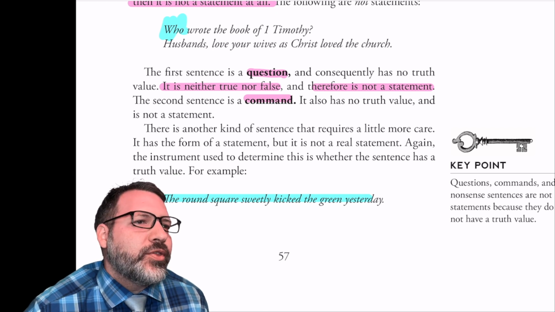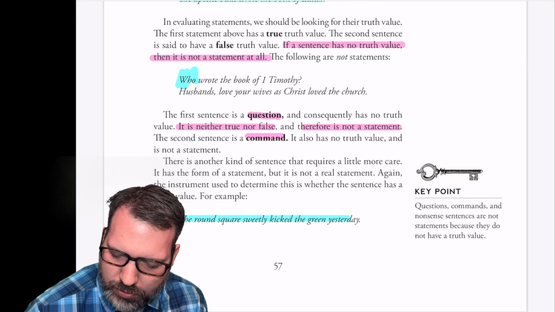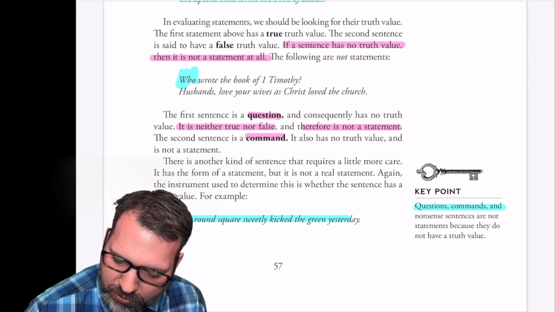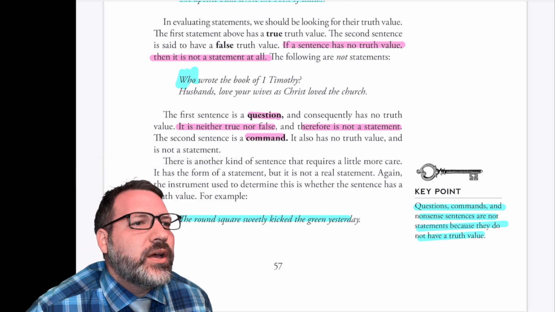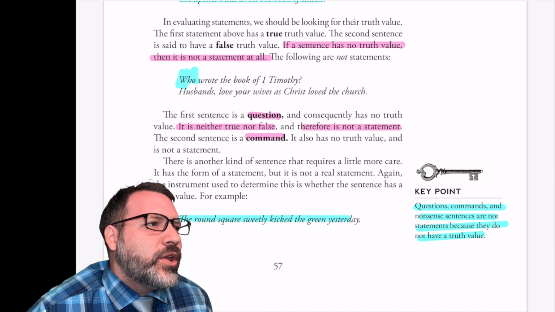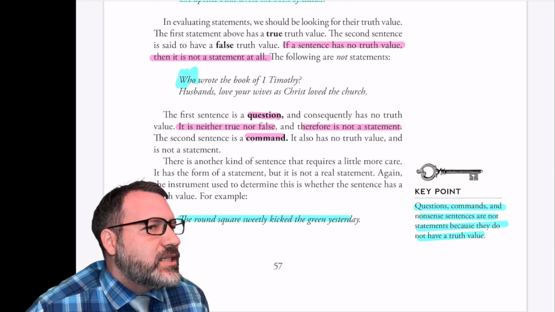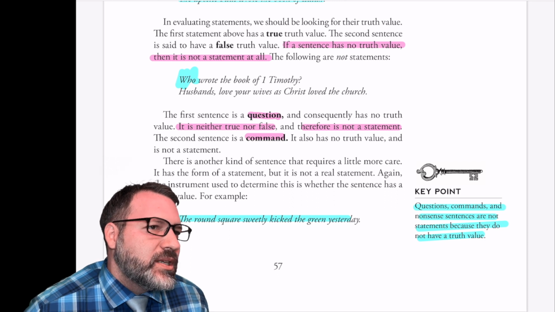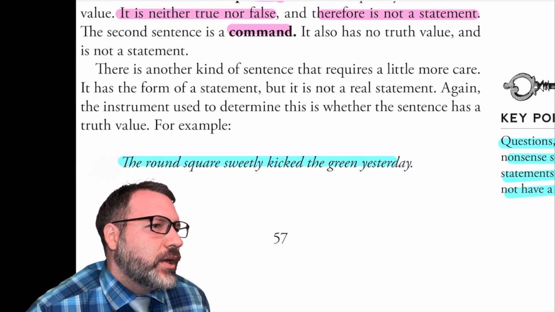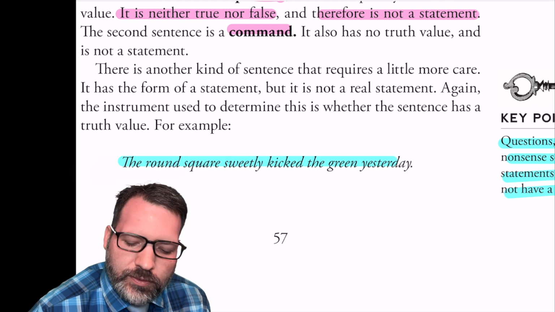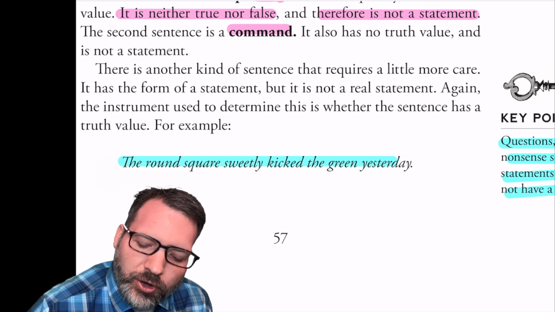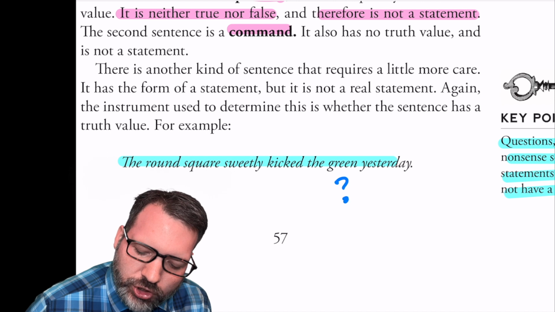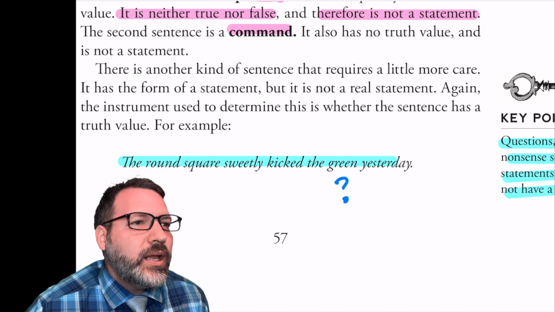Eva, what do you think about that? The round square sweetly kicked the green yesterday. Okay, I hear false. Is it just false? It is untrue, says Eva. No, it can't happen. It's impossible. Now that's different. Eliana, what do you think? It's pretty specific. The round square sweetly kicked the green yesterday. The green. Round green one. The green. Okay, all right. The green what, I'm hearing.